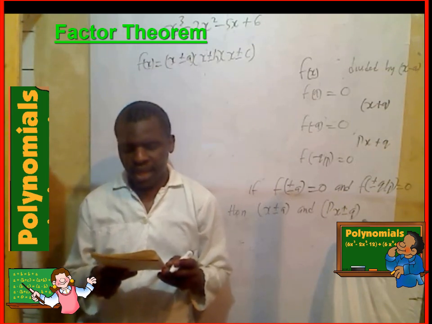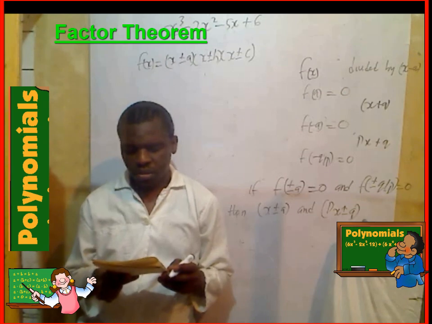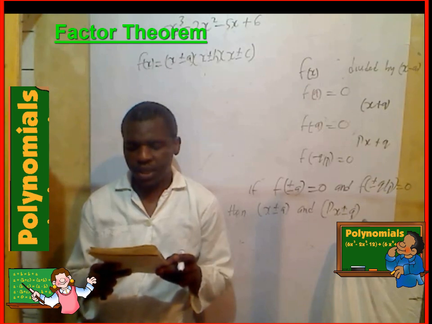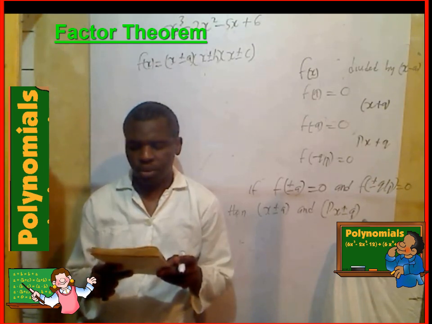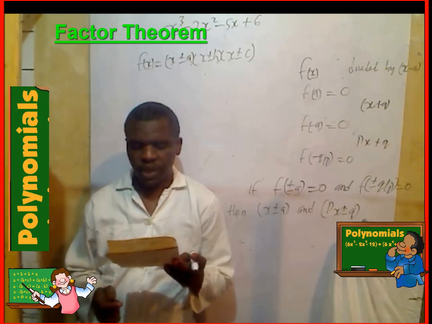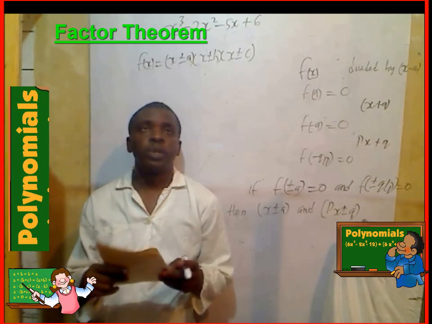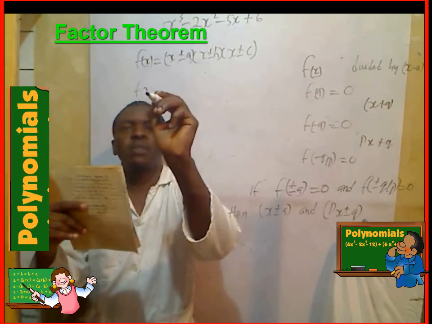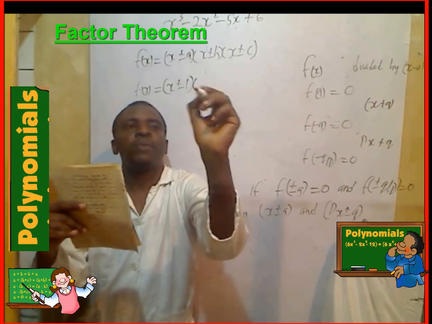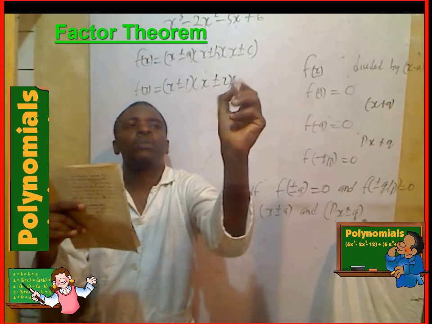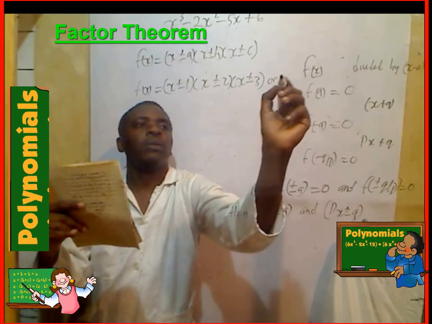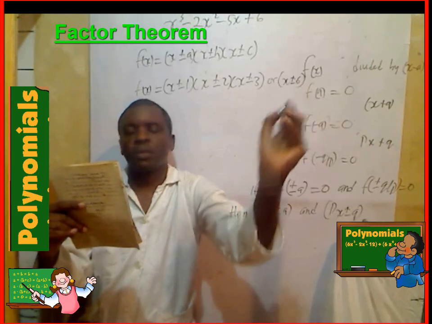Also, multiply the last term of each factor. A, b, and c numerically should be equal to 6. Therefore, a, b, and c are the factors of 6. Possible factors of 6. So we have f of x equals x plus or minus 1, times x plus or minus 2, times x plus or minus 3, or x plus or minus 6.